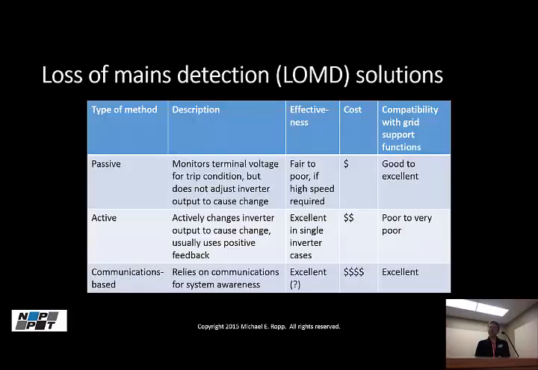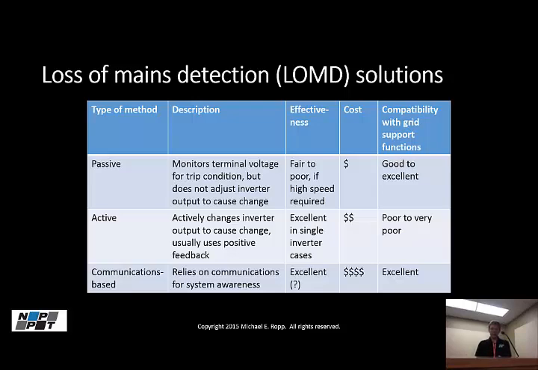How have we dealt with this? The industry has been aware of this problem for many, many years. Over the course of those years, a number of solutions to the problem have been developed. We started off historically with passive methods, which are pretty much exactly what the name implies, that we're monitoring the terminal voltage and looking for some condition that indicates that an island has been formed, and then the distributed generators can trip offline. Or you could go into a microgrid mode, whichever was appropriate for your circumstance.